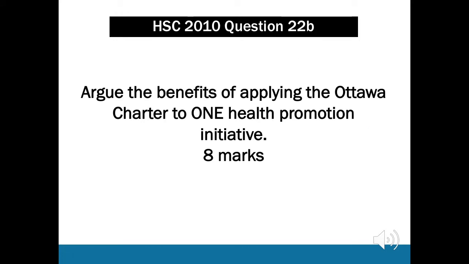Alright, so the questions about the Ottawa Charter in the HSC exam, they could be as easy as a 3 marker, and I've seen them go up to 12 marks. So I've chosen this one, somewhere in the middle, an 8 marker. In 2012, it asked PDHPE students to argue the benefits of applying the Ottawa Charter to one health promotion initiative. So, make sure you pick only one, stick with that, and talk about each action area as you go through it, okay? So I'm going to give you a sample answer that I've got and color-coded it as well. So let's get into it.